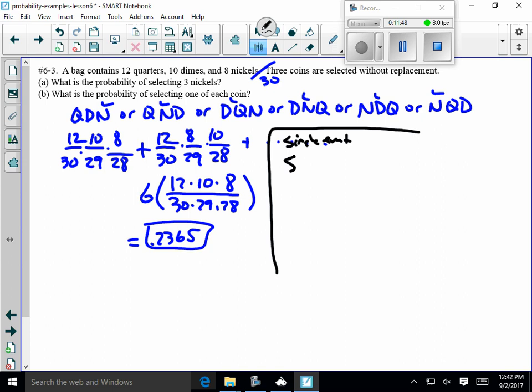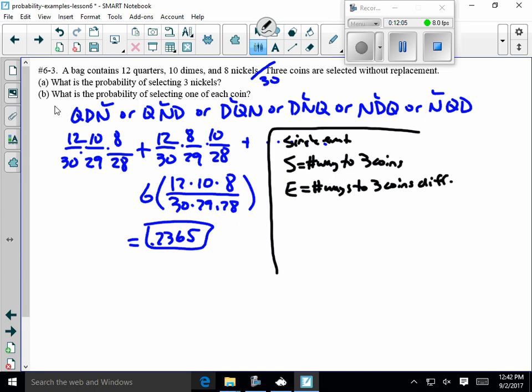So I could say the sample space would be the number of ways to select 3 coins without regard to what they are, and the event would be the number of ways to get 3 coins that are different from each other, one of each, right?